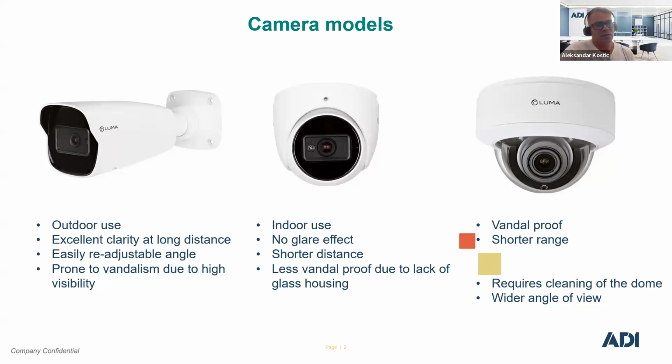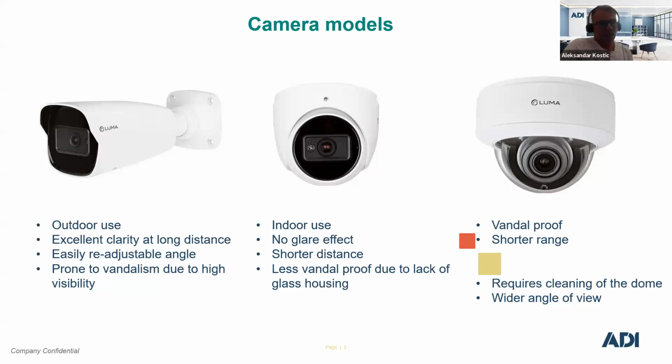The second model is more for indoor use because it doesn't have a protection dome. It is the turret camera. Because it doesn't have a protection dome, there is no glare effect, but it is used if we need shorter distances, and of course it is less vandal proof due to the lack of glass housing. But generally, in any case, the main implementation of this camera would be indoor.